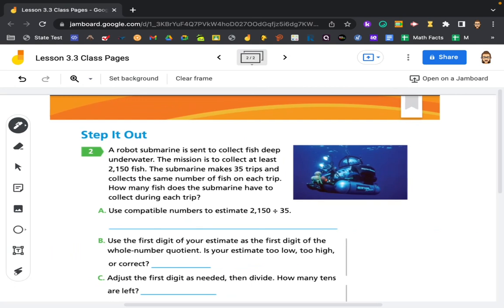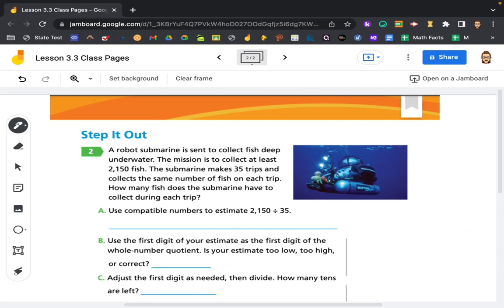Okay. A robot submarine is sent to collect fish deep underwater. The mission is to collect at least 2,150 fish. The submarine makes 35 trips and collects the same number of fish on each trip. How many fish does the submarine have to collect during each trip? Use compatible numbers to estimate 2,150 divided by 35.